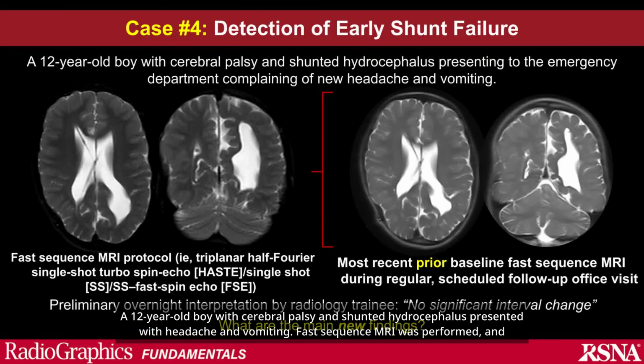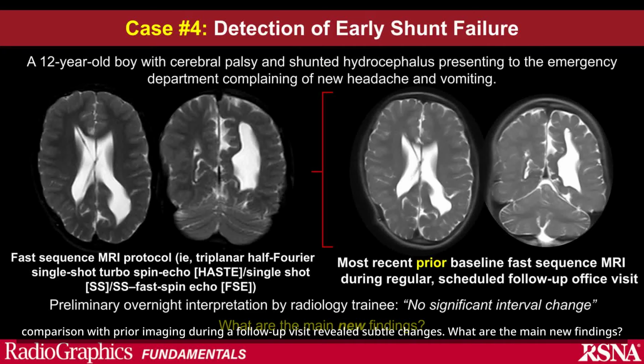A 12-year-old boy with cerebral palsy and shunted hydrocephalus presented with headache and vomiting. Fast sequence MRI was performed. In comparison with prior imaging, a follow-up visit revealed subtle changes. What are the main new findings?